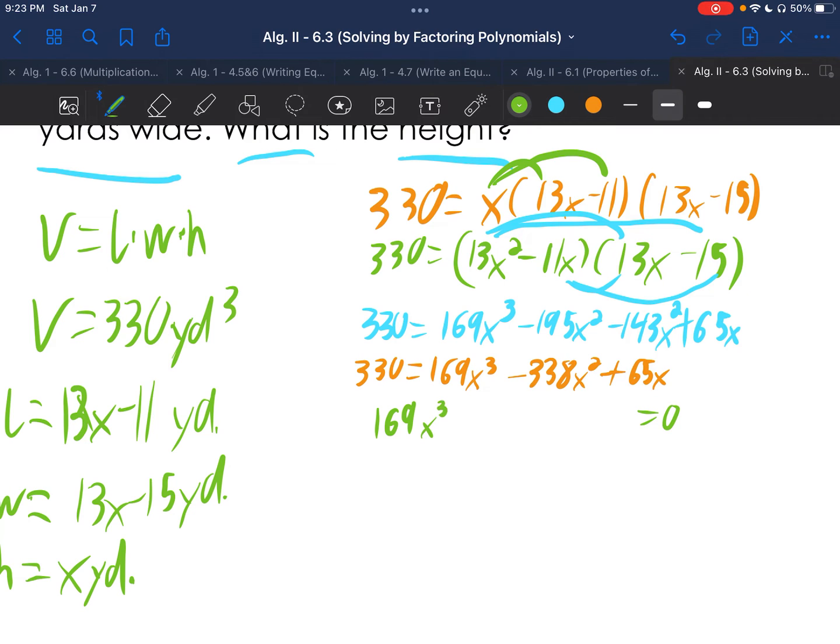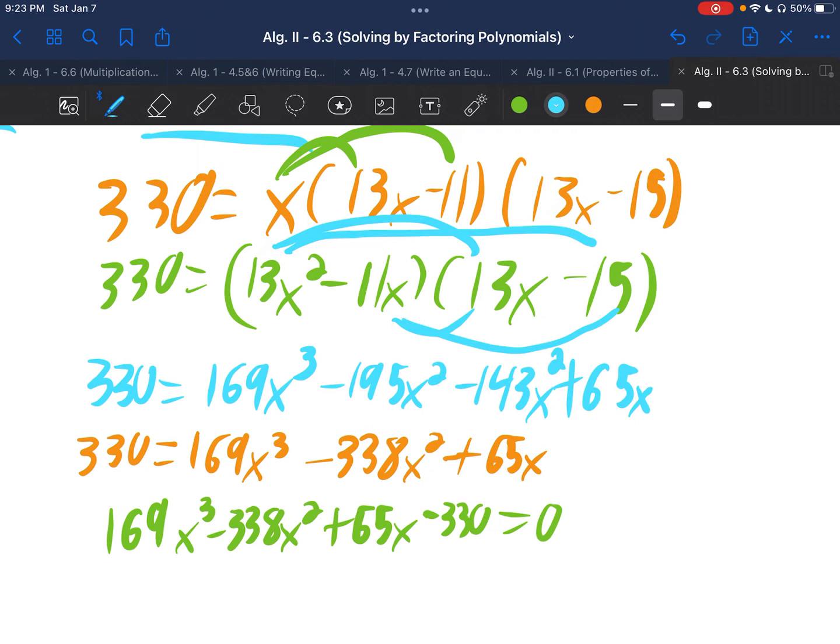169x cubed minus 338x squared plus 65x minus 330 equals 0. Now it is equal to 0, and we got four terms. So we look for a GCF, which there is none. So now we look to factor by grouping, which is grouping the first two and the last two.